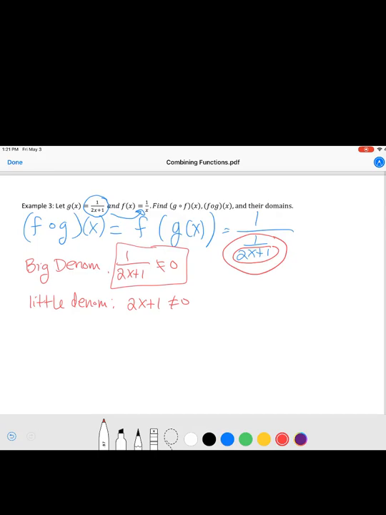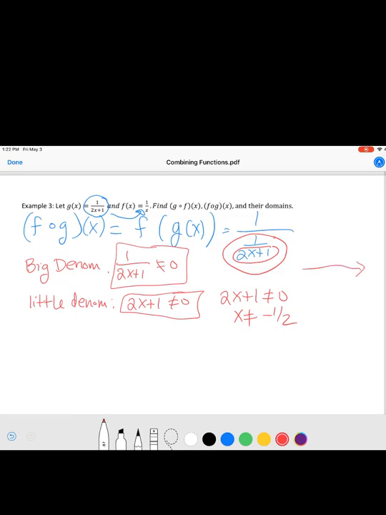This will never be 0. 1 over 2x plus 1 can never be 0. So I don't have to worry about the big denominator. However, the little denominator, if I solve that, 2x plus 1 cannot be equal to 0. If I solve that for x, x cannot be equal to negative a half.